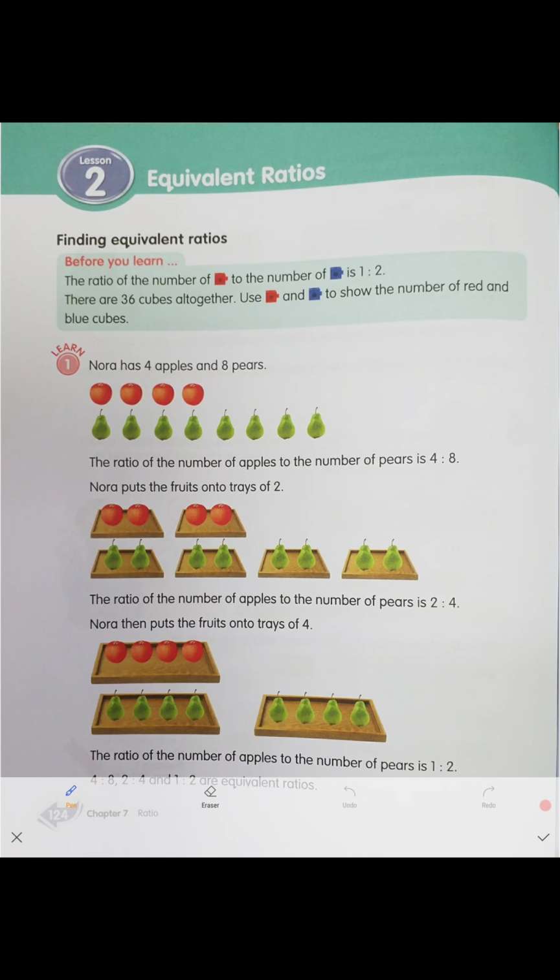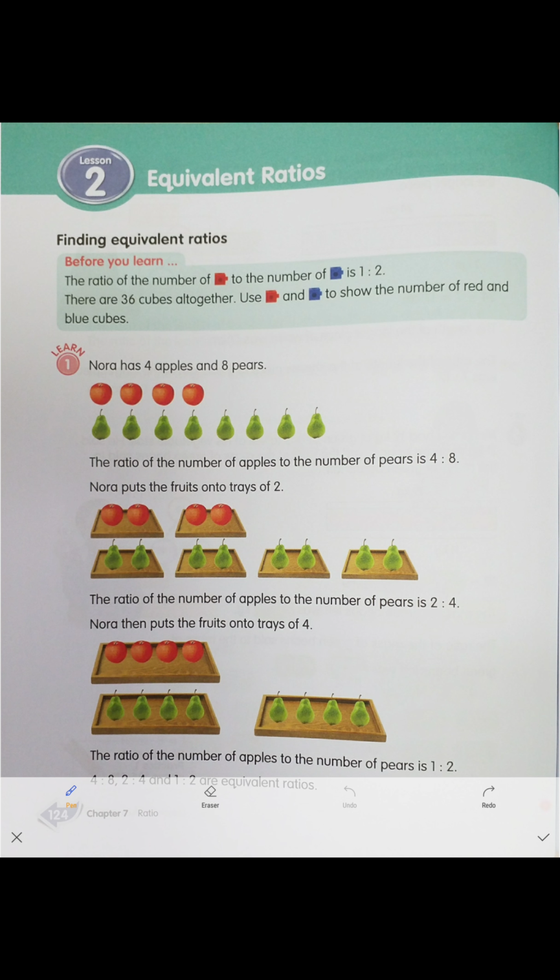Okay, we continue with lesson 2, chapter 7, ratios, lesson 2, equivalent ratios. Let's talk about this. So what is an equivalent ratio?